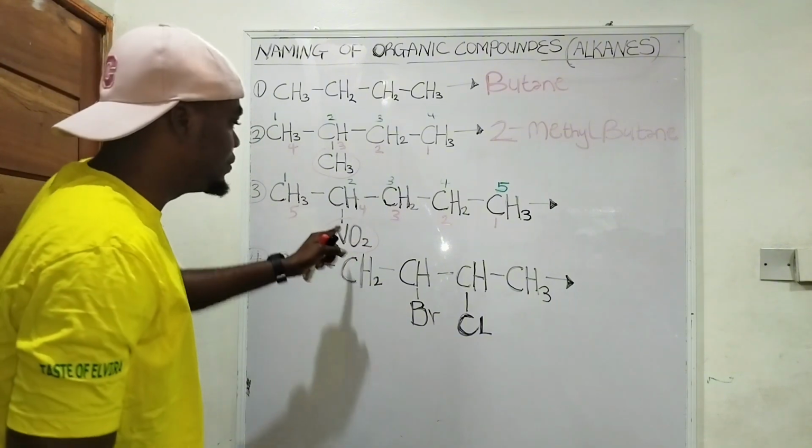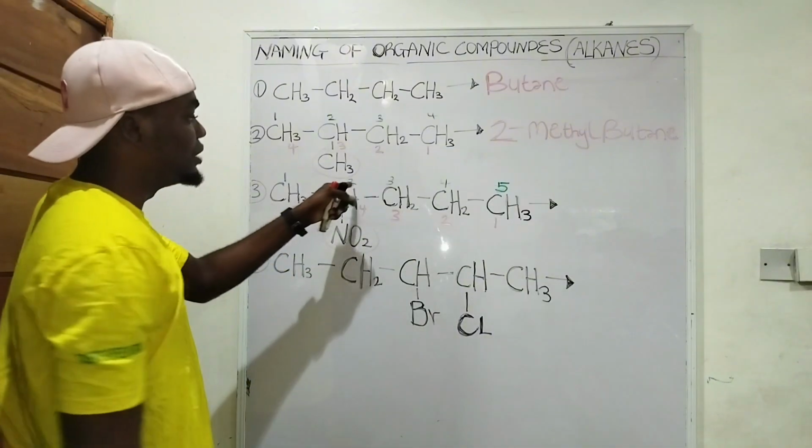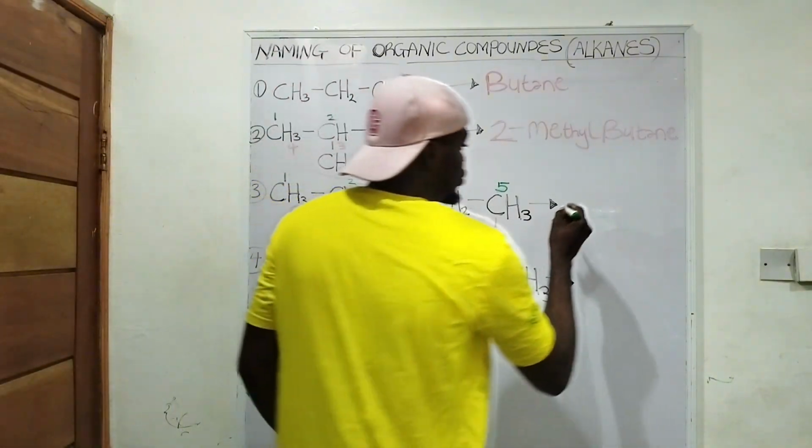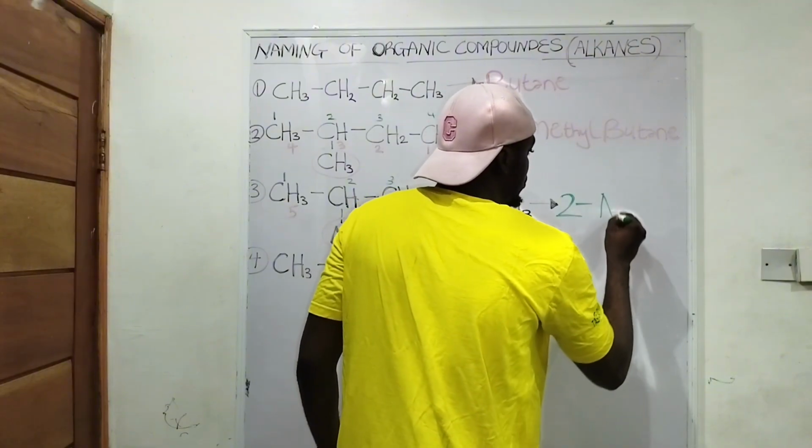So which direction gave this nitro the lowest number possible? That is from left to right. That is the green direction. So you name it as 2 nitro.